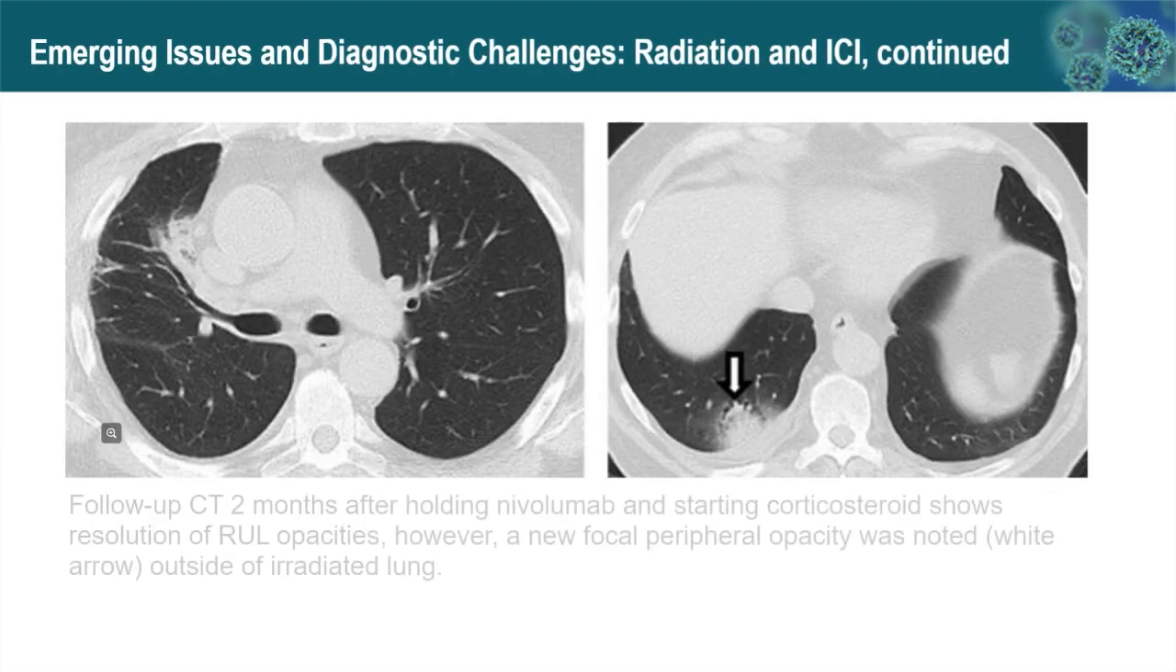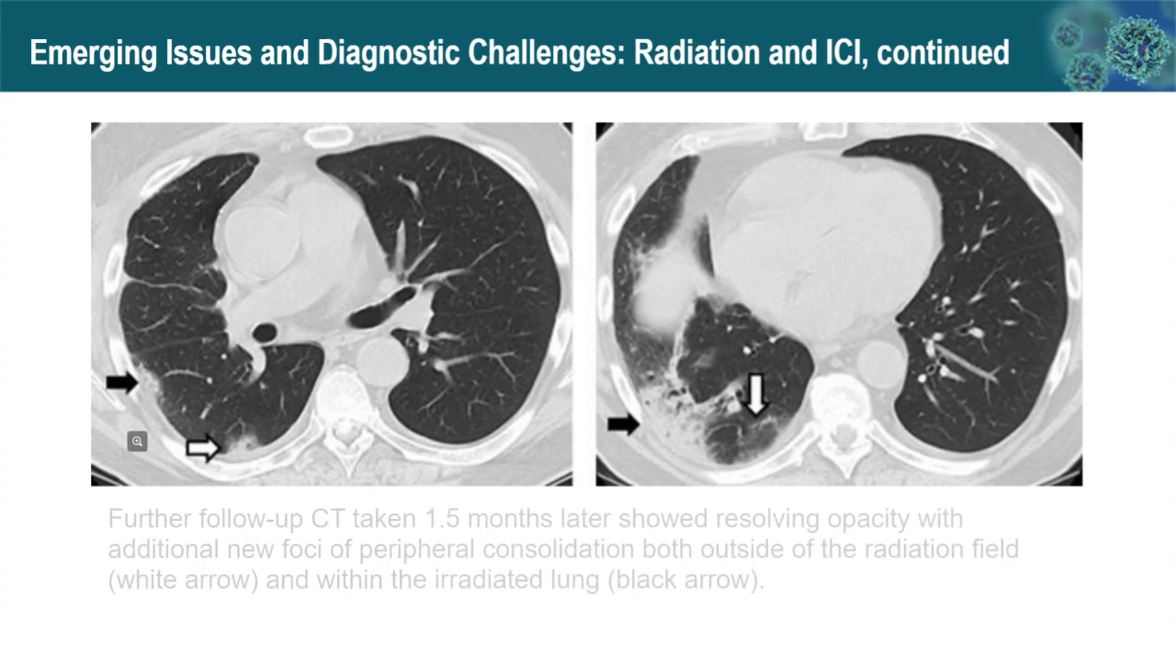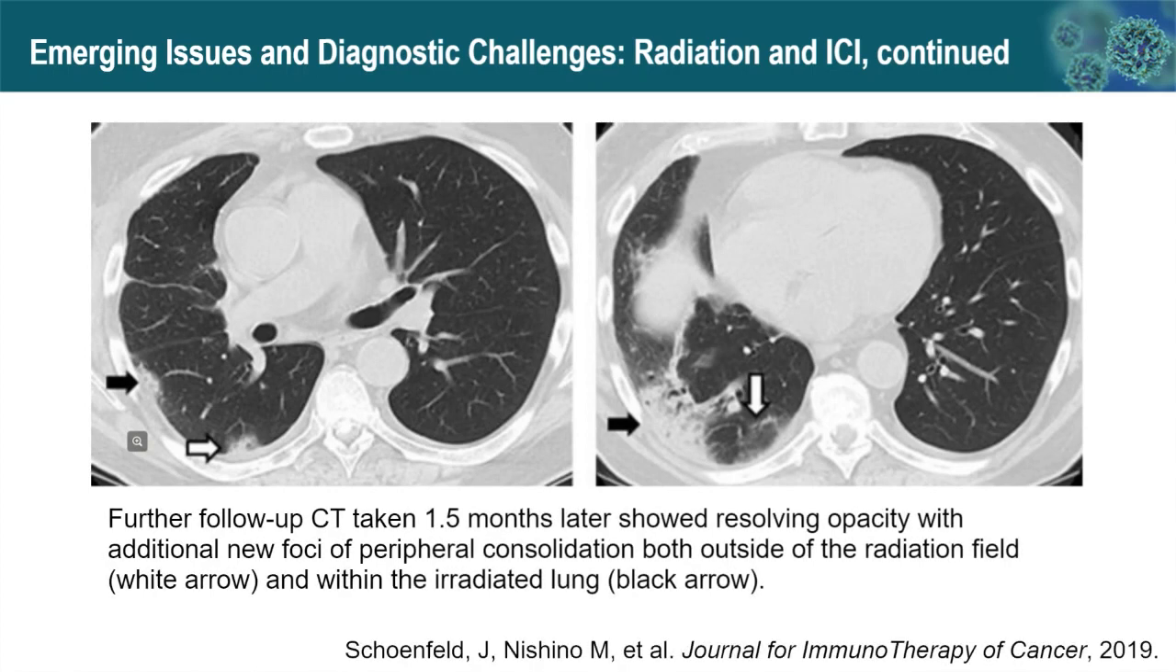Follow-up CT 2 months after holding nivolumab and starting corticosteroids showed resolution of these right upper lobe opacities. However, a new focal peripheral opacity was noted, which is also outside of the irradiated lung. And further follow-up CT taken 1.5 months later showed resolving opacity with additional new foci of peripheral consolidations both outside of the radiation field and also within the irradiated lung.